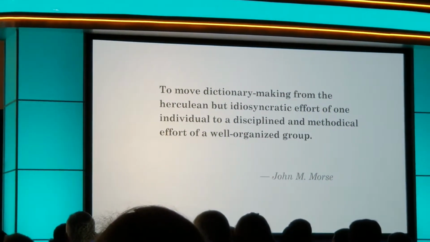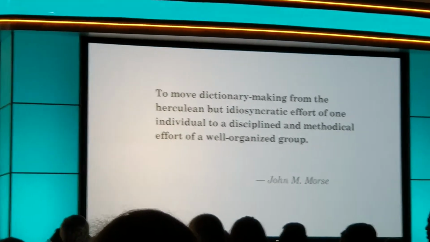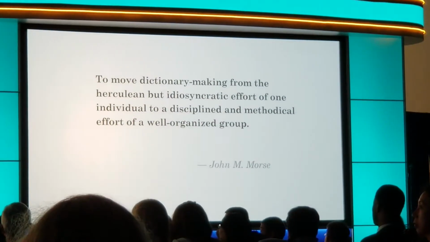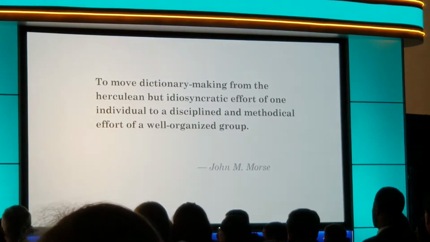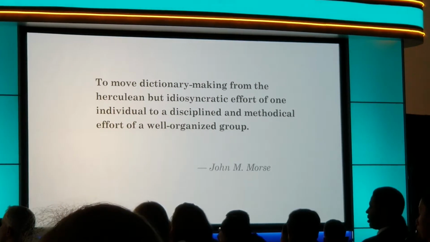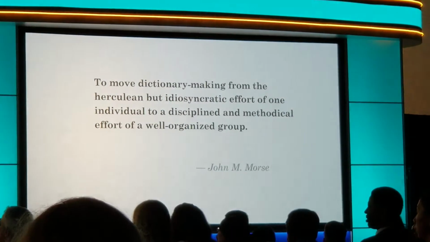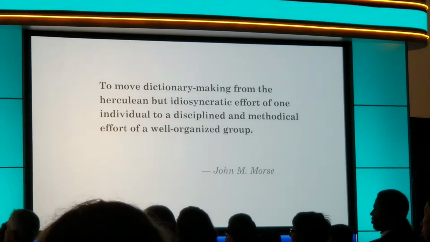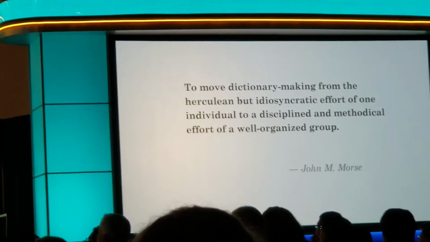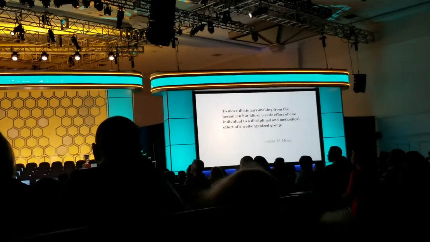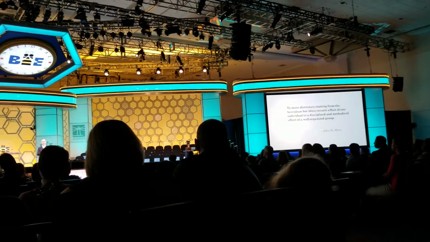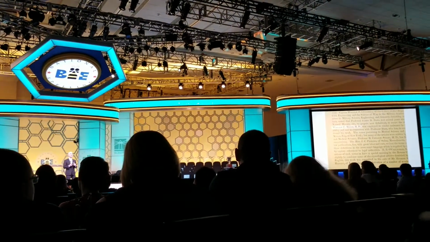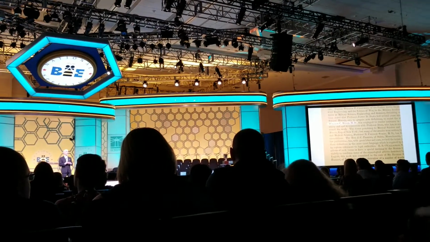And, you know, my mentor, my boss, he says, to move dictionary making from the Herculean but idiosyncratic effort of one individual to a disciplined and methodical effort of an organized group was really the actual result of the 1864 dictionary. So, I consider it to be the invention of the modern dictionary. What was new about it? First of all, it was the first one with Indo-European etymologies. It was the first one with the engravings and the illustrations. It was the first one with etymologically ordered definitions that were grouped according to the history of the word. And it was the first dictionary written by a staff, a team of scholars, just the way we do it today.